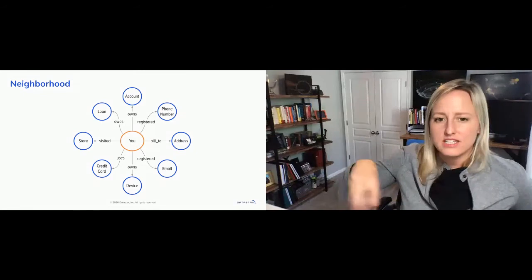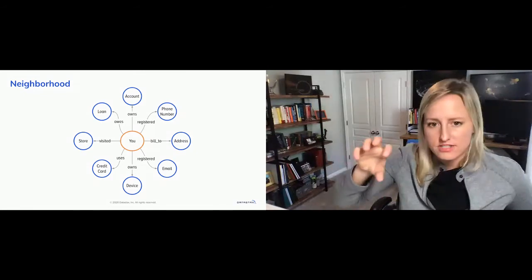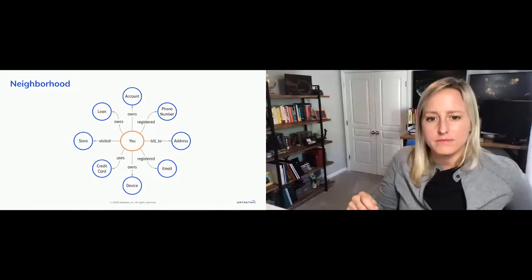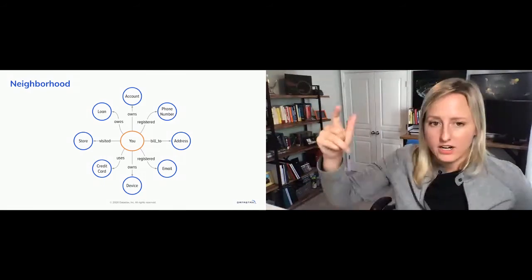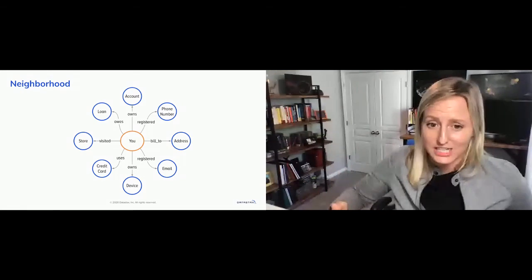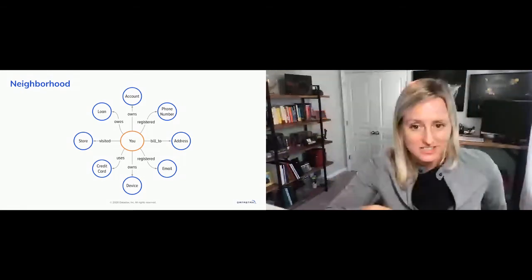So doing these neighborhood traversals, like start at this customer and tell me everything about them, is the most common place to start. That's also the same use case where a developer had 150 lines of a query in HBase that they translated to 20 lines in a graph database.